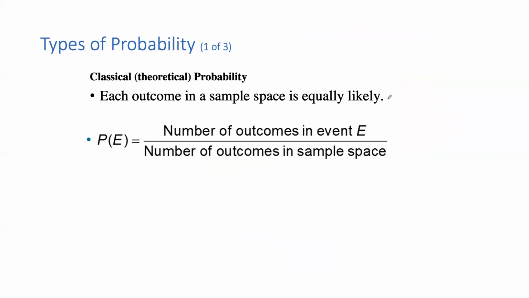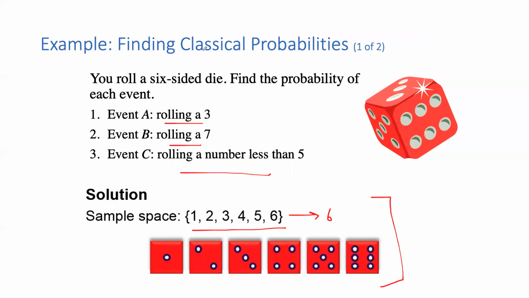So when the sample space is well defined and understood, the probability of a particular event is the ratio between the number of outcomes in that event over the number of outcomes in the sample space. And this is what we call classical probability. Okay.